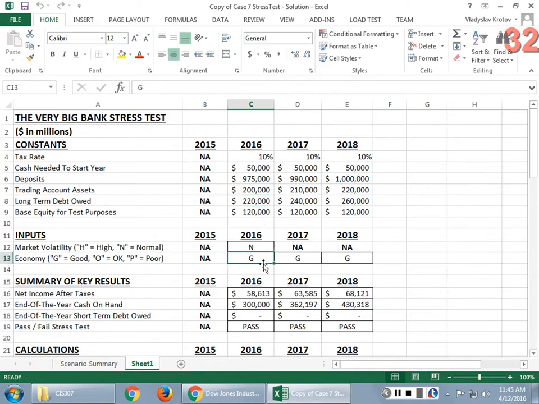Okay? And then we have economic outlook. We have 3 possibilities. Good means the economy is growing. Okay means it's stable, it's not growing but not declining, and poor means it's declining, right? So we have 3 economic scenarios. I mean, obviously, which economic scenario is the best one for this bank?